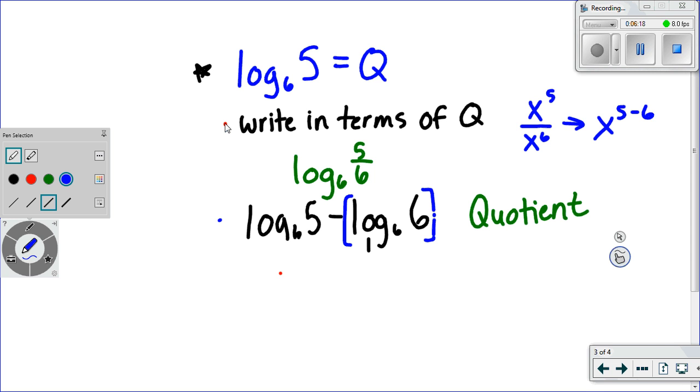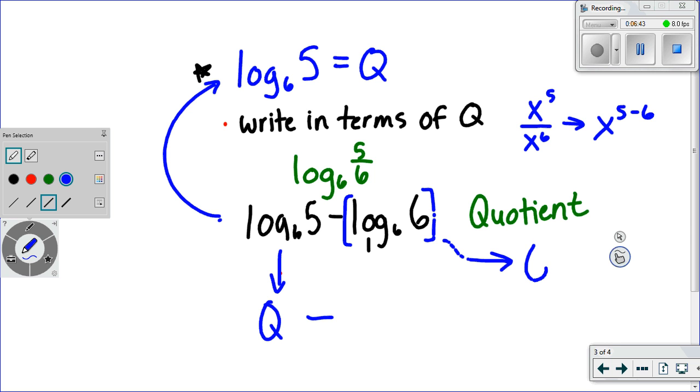All right, so I have log of 5 base 6 minus log of 6 base 6. Well, if I look back up here, log of 5 base 6 is equal to Q. So that I can just write in terms of Q. That is equal to Q. All right, and I have minus log of 6 base 6. So let's take that out here for a second.